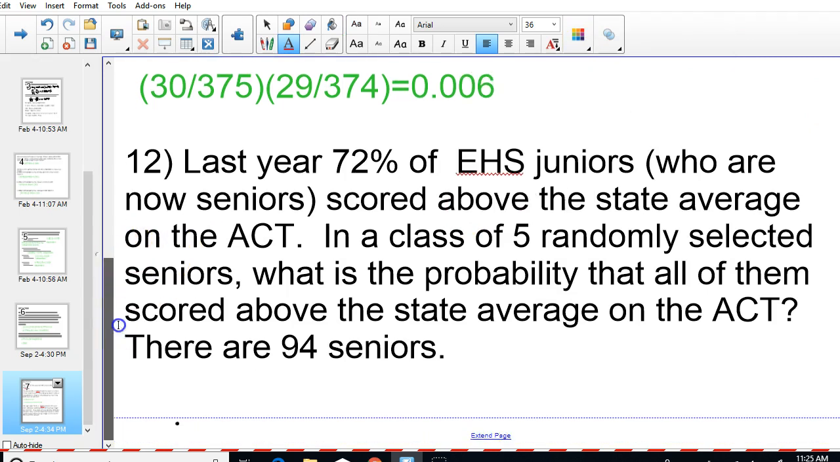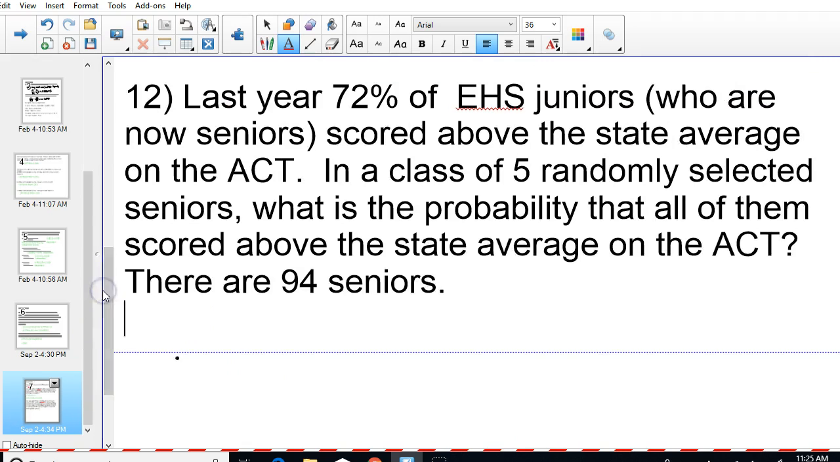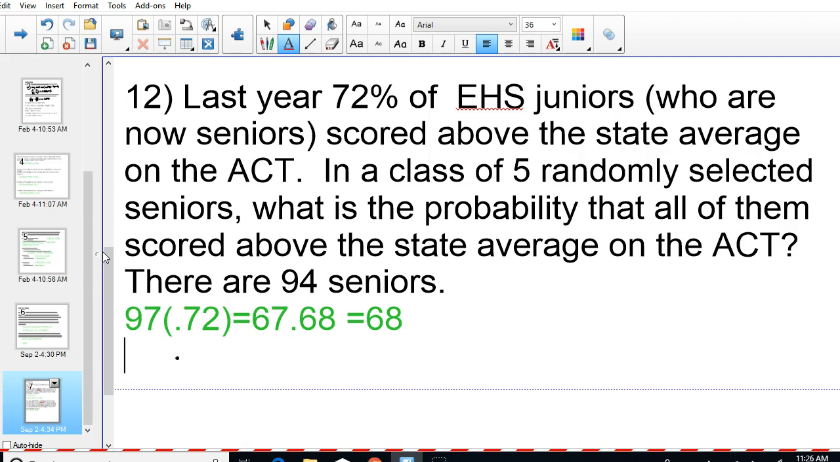So 72% of them scored at or above the state average. So 94 times 0.72 gives you 67.68. We can't have 67.68, so let's round that to 68. I'll try to make sure on a test that you don't get one that you have to round like that.